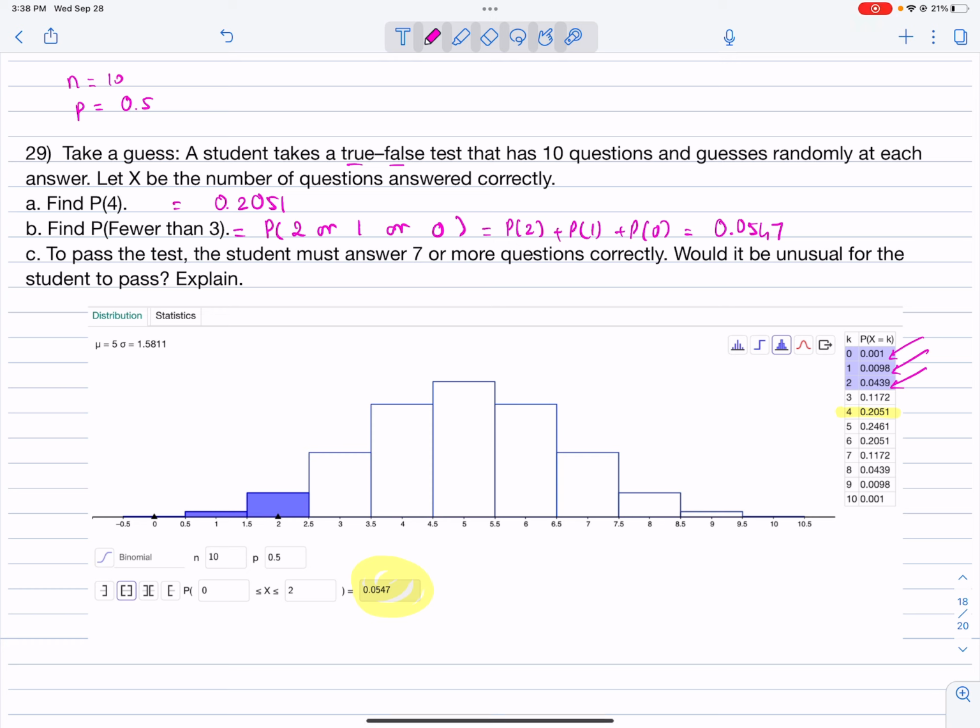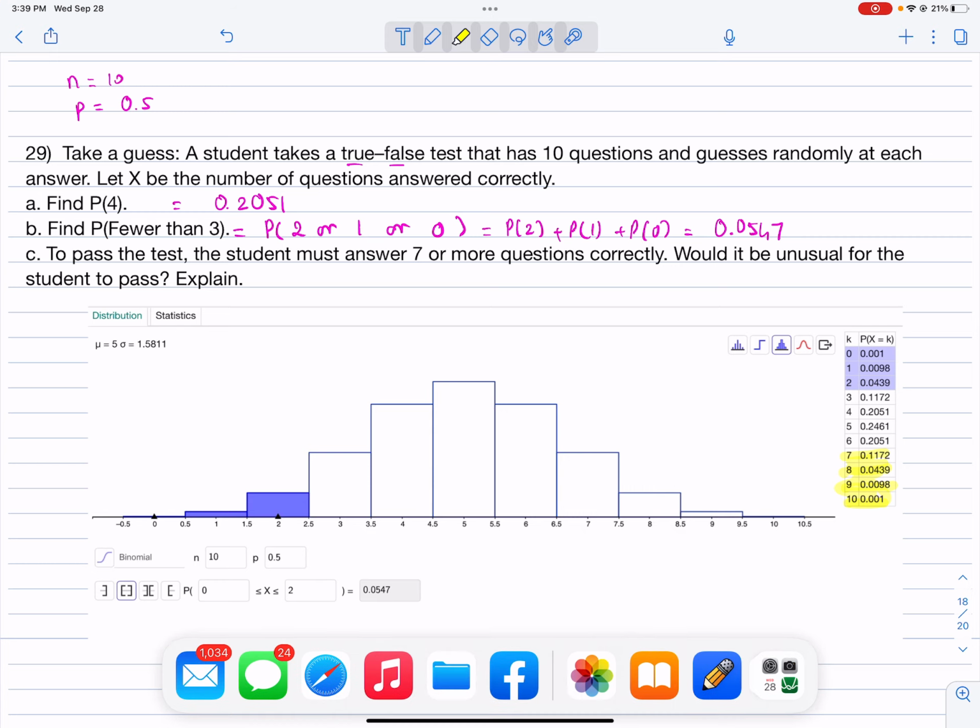And in problem C, to pass the test, the student must answer 7 or more. So we want to calculate the probability of the student getting 7 answers correctly or more. So that would be 7, 8, 9, or 10. So we want to find the probability of 7 correct, or 8 correct, or 9 correct, or 10 correct. Similar to problem B, this is the addition rule. We will add them up.